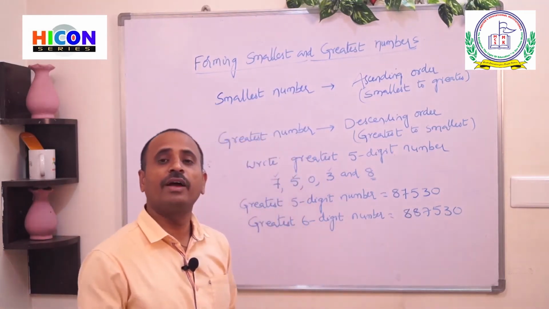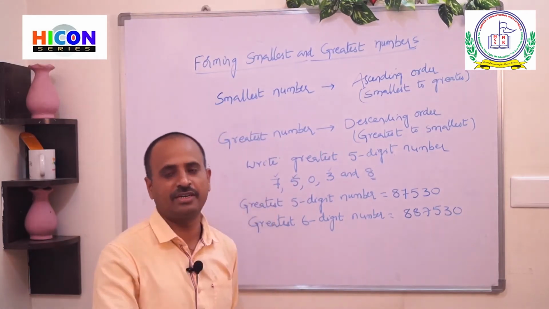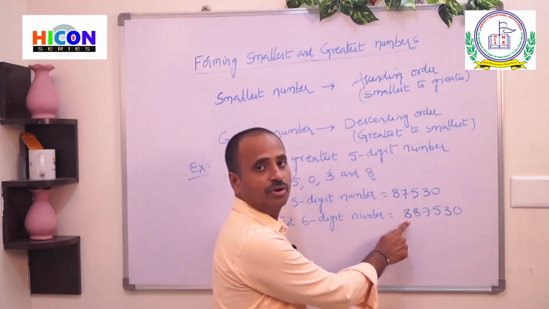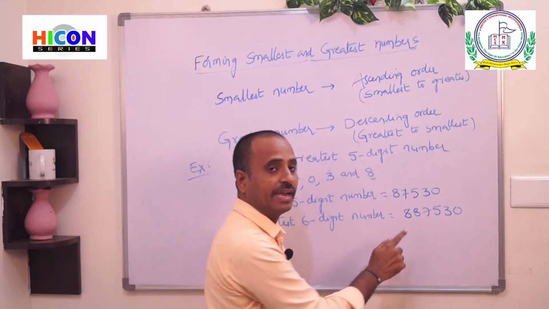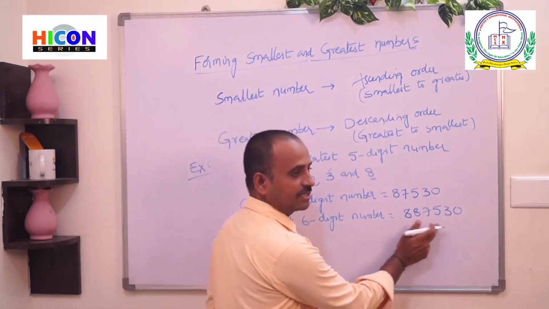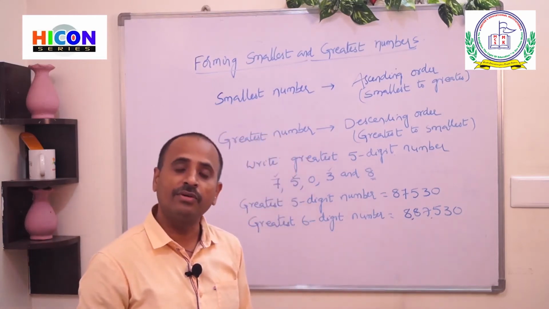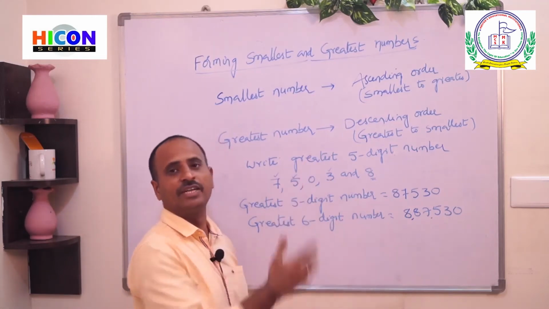We require one more digit, so repeat the greatest digit one time. Now I repeated the greatest digit one more time. The greatest digit is 8, and I have repeated the 8 one more time. So this is the greatest 6-digit number, 8,87,530.